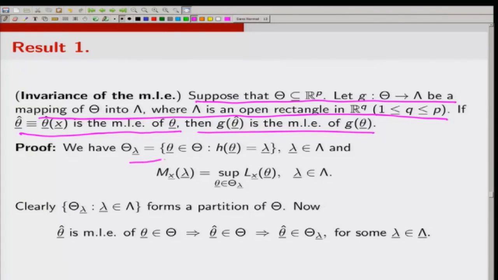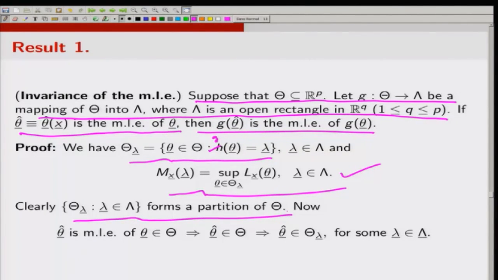So let theta_lambda be the collection of all those theta such that g(theta) is lambda. So let me put here g(theta) is equal to lambda, because I am talking about g. Mx(lambda) is the induced likelihood function, which is the supremum over theta belonging to theta_lambda of Lx(theta), lambda belonging to lambda. So I have to maximize this. Clearly these theta_lambda form a partition of theta. Their whole union would be capital theta. So what it means is the union over all lambdas of theta_lambda has to be theta.